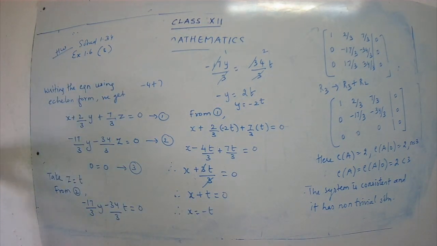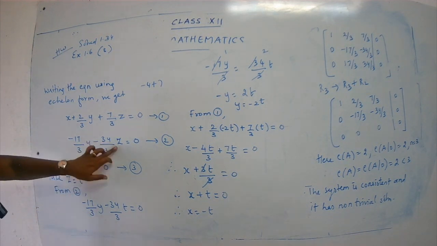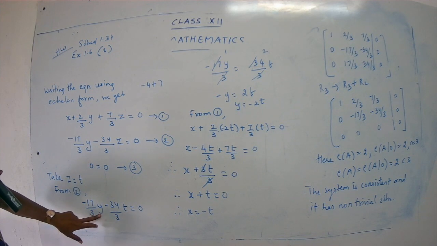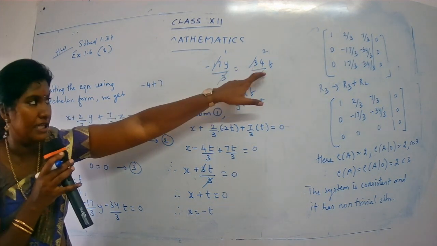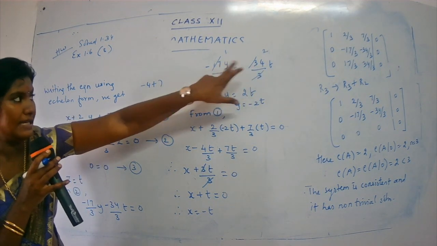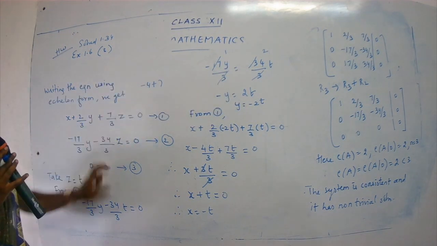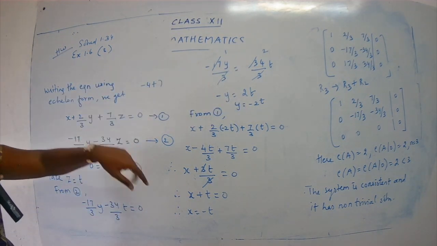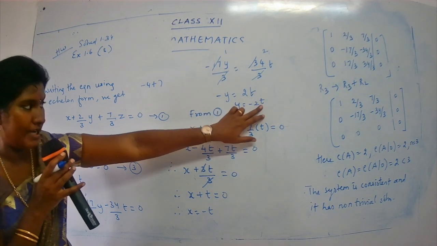Clear? So we got the 3 equations. First I have taken z as t. So put here z as t. So you get minus 17 upon 3y is equal to 34 upon 3t. 3, 17, 34 and minus is 1, children. We don't have two minus signs. When it changes, we have to change the sign. So you get y is equal to minus 2t.